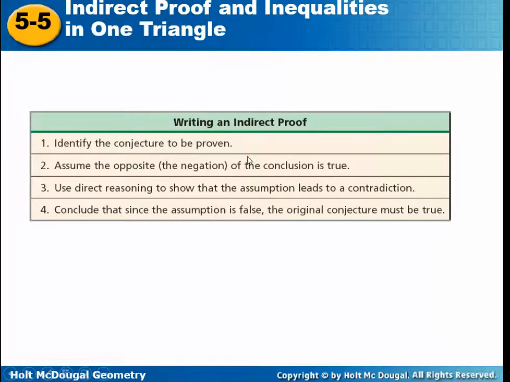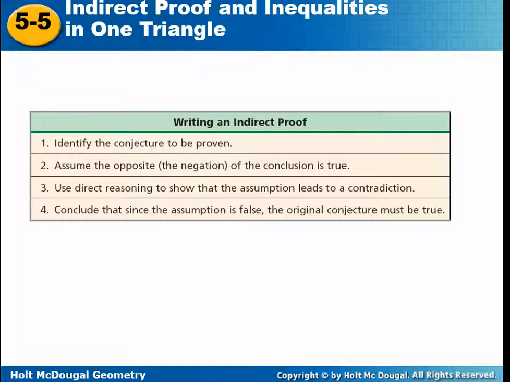First, we're going to figure out what is the conjecture to be proven. Sometimes it'll just say, prove this. Sometimes you'll have to kind of work that out. Then the second step is to assume that the opposite of the conclusion is true. So if it is said that something's equal to something, the assumption would be that it's not equal to something. If something is greater than, we'll assume it's less than. So the opposite.